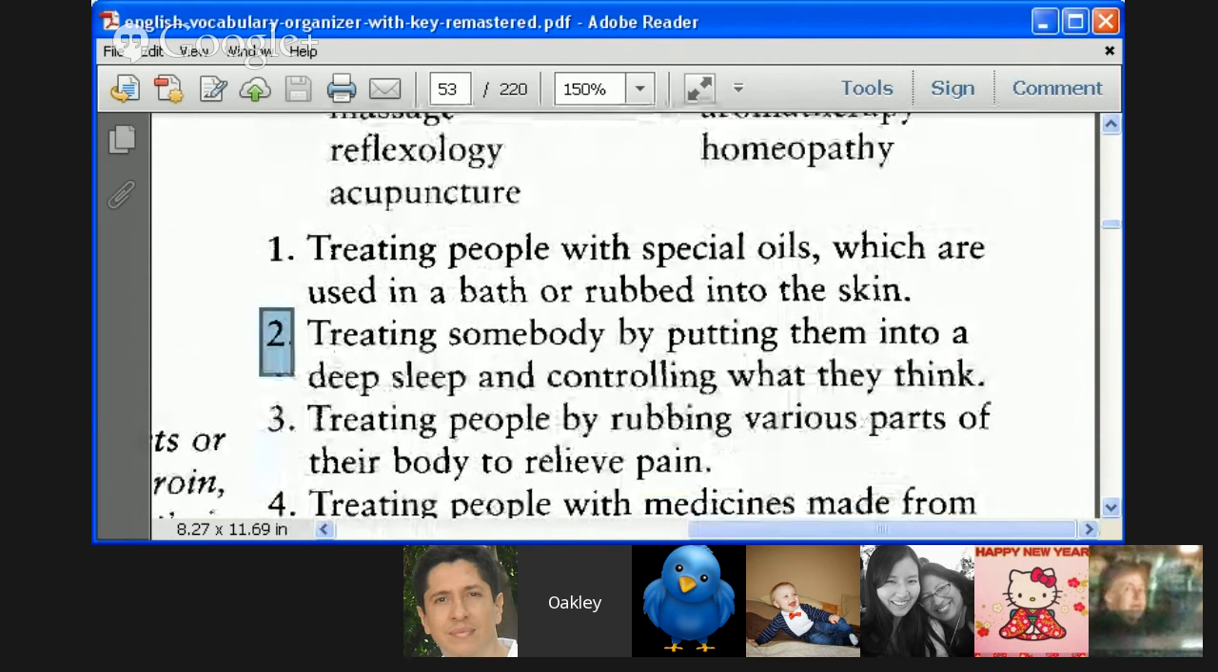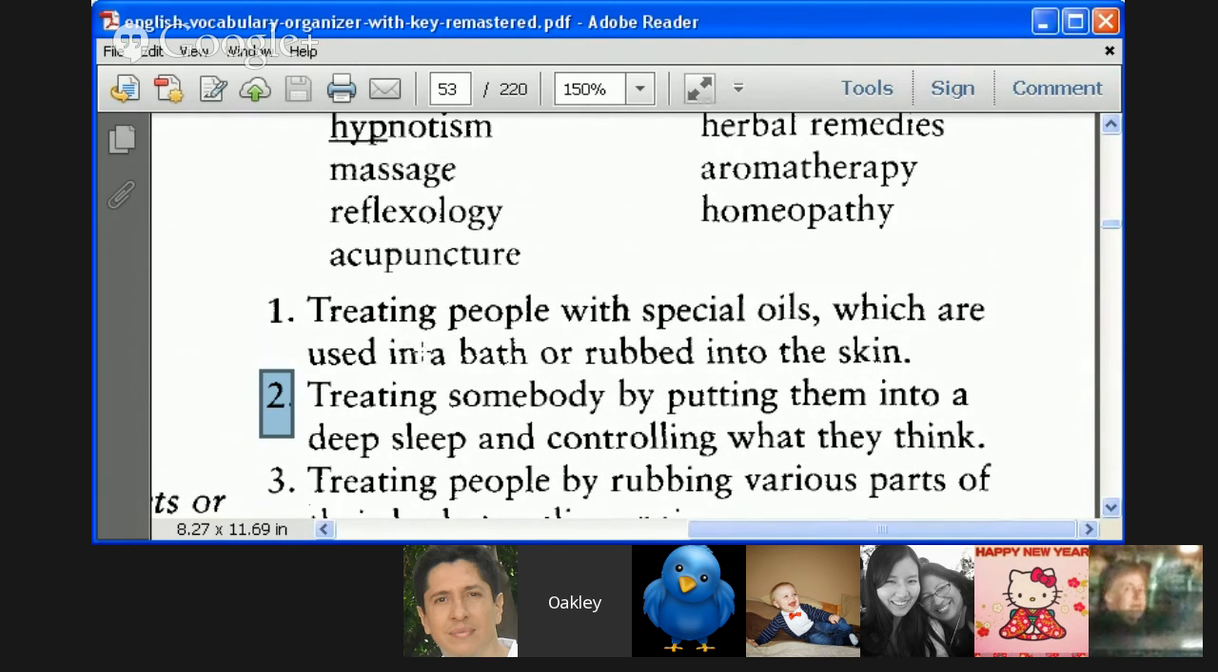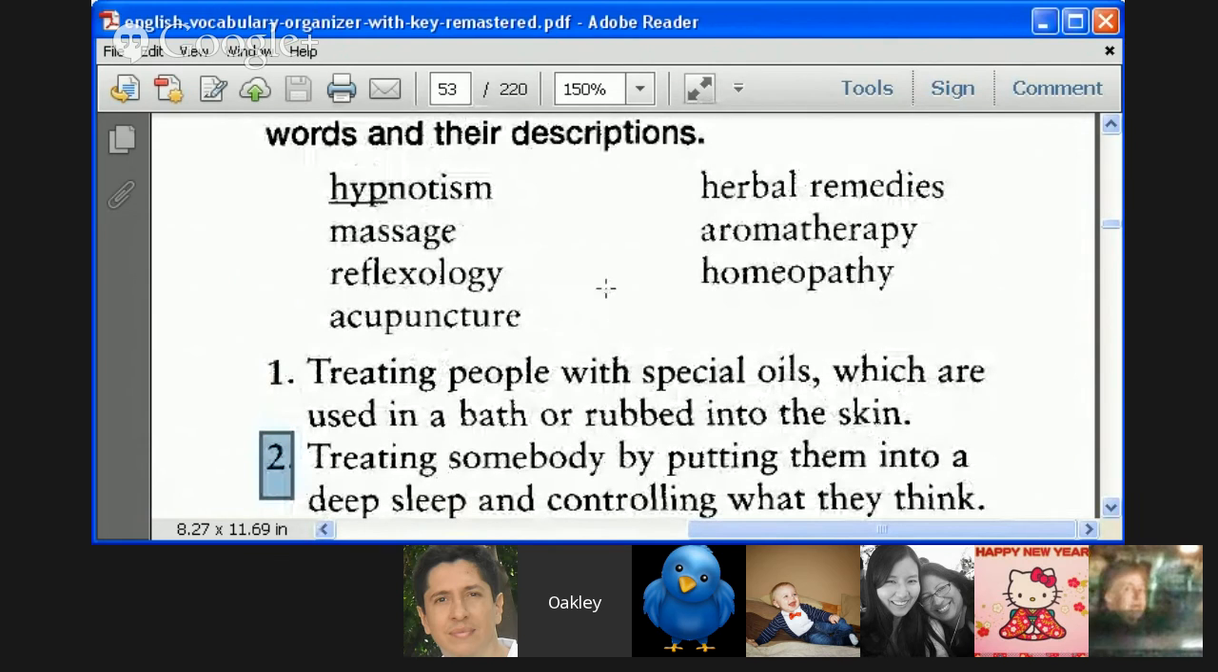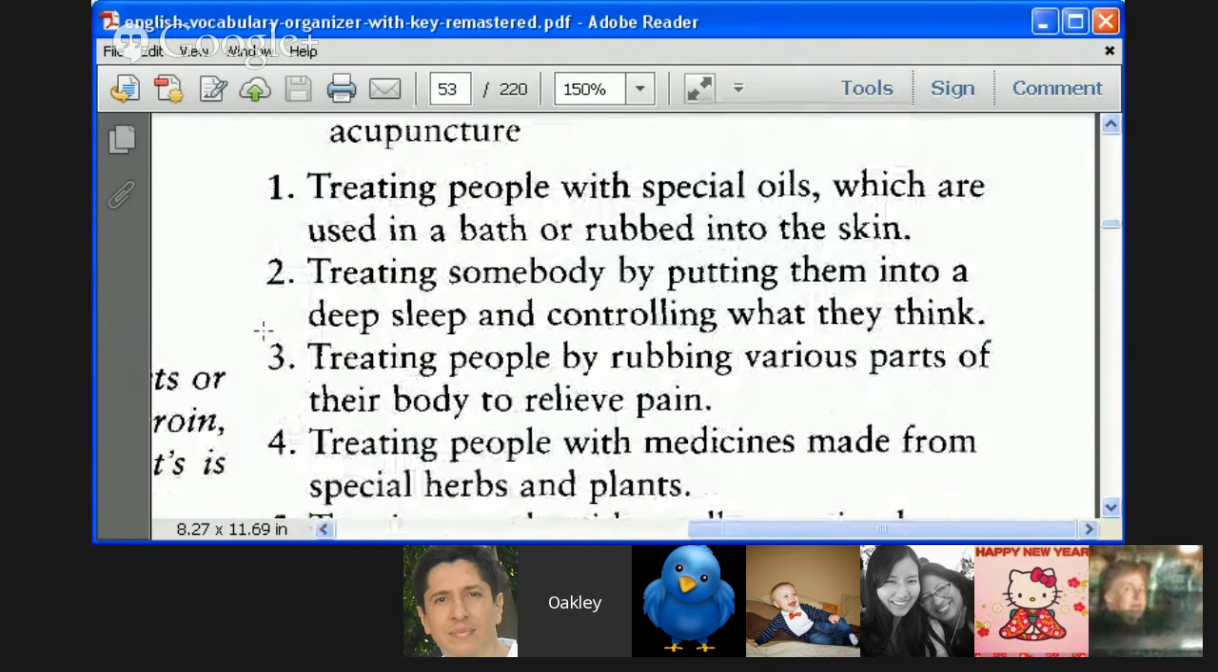Okay. Number two, Nader: treating somebody by putting them into a deep sleep and controlling what they think. Nader, you are getting sleepy. Your eyes are getting heavy. Sleep. Oh my gosh. Nader, you know this one? Of course you do. Nader, are you there? He wrote it down in the chat about 5 minutes ago. Yeah, okay. Hypnotism. All right.